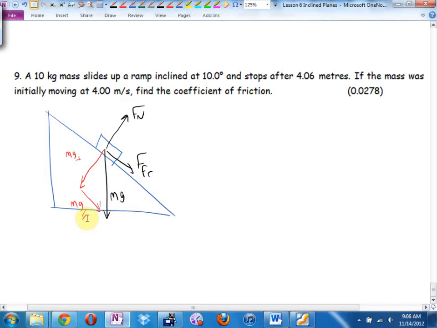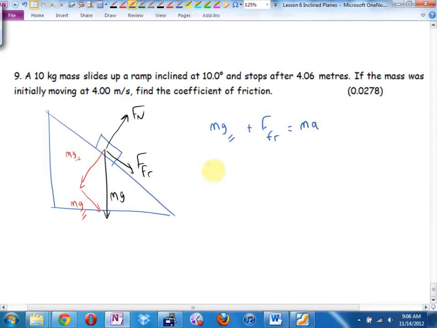Let's write a force equation. Who's winning? It's a trick question. Now it's moving up, but which way is it accelerating? Because it's slowing down. So who's winning? Friction and mg parallel. Here, I'm not going to have winner minus loser. I'm going to have winner plus winner. It's going to be mg parallel plus friction equals ma. That's step one. That's the key to solving this.